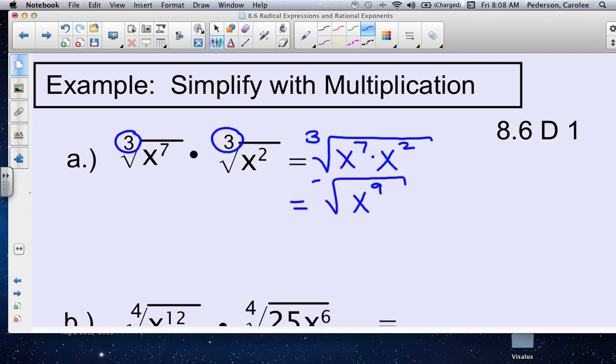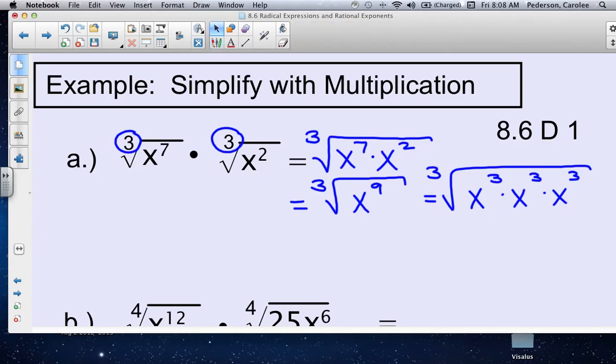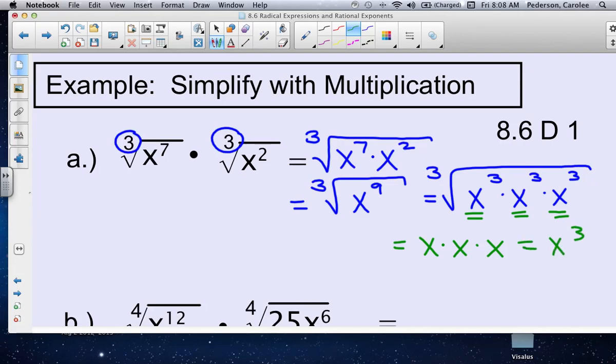Remember the properties of exponents? You can add the exponents together if the bases are the same. So now I'm going to break down that x to the 9th into x cubed, x cubed, and x cubed, because I'm looking for groups of 3 since my index is 3. Then what's going to go out is an x, an x, and an x. So x times x times x is x to the 3rd.